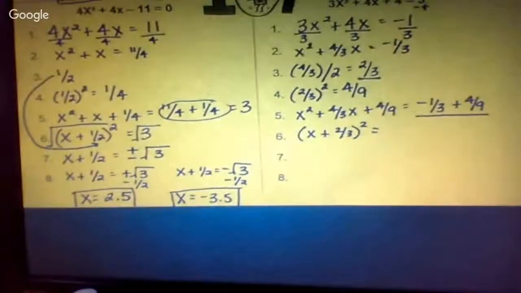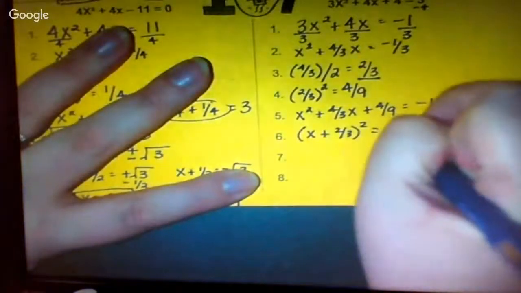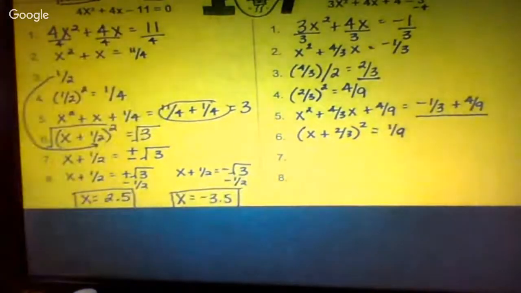There is no possible way you got 4 over 9. I got 1 over 9. I asked you to take negative 1/3 and add 4 over 9. So you should get 1/9. Okay, good. You should get 1/9. Okay. My final steps then.